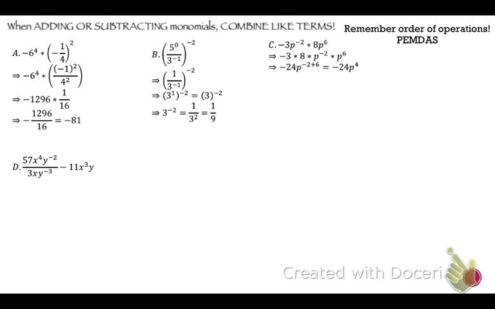Now let's do this ugly thing. So 57x to the fourth, y to the negative second, divided by 3x, y to the negative third, minus 11x to the third, y. Now let's deal with that division first, right? So we have 57 over 3, x to the 4 minus 1, because of the x to the fourth and the x on the bottom. And then y to the negative second minus negative 3, because division goes with subtraction. Now 57 divided by 3 is 19. 4 minus 1 is 3. Negative 2 minus a negative 3 is 1.